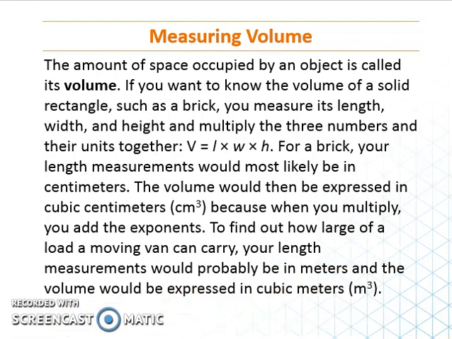The amount of space occupied by an object is called its volume. If you want to know the volume of a solid rectangle, such as a brick, you measure its length, width, and height, and multiply the 3 numbers and their units together. For a brick, your length measurements would most likely be in centimeters. The volume would be expressed in cubic centimeters, because when you multiply, you add the exponents. To find out how large of a load a moving van can carry, your length measurements would probably be in meters, and the volume would be expressed again in cubic meters.